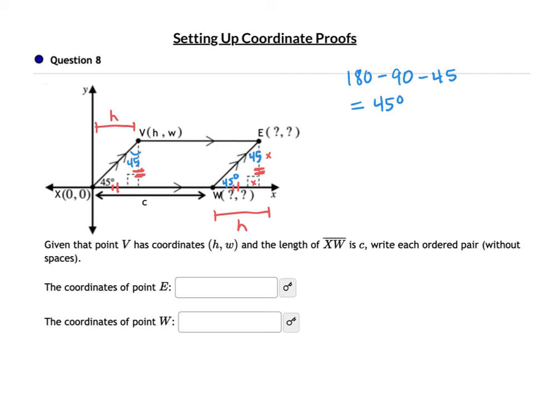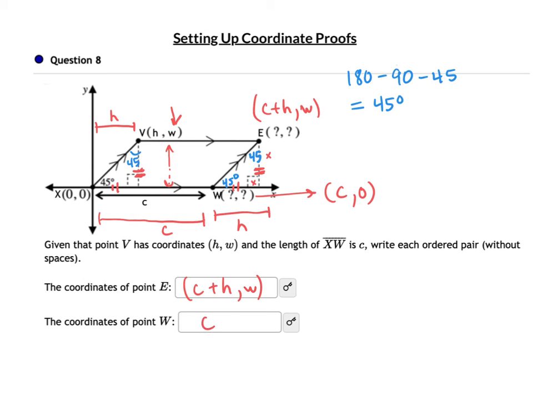So point E would be the distance C right there plus the h. C plus h, that's your x distance. And your y distance would be this distance right here, which is w. And point W, we got a lowercase w and a capital W. I mean, they're different. Keep in mind, points are named with capital letters. Constants are usually lowercase letters, usually, not always. So point W right here would have an x of c and a y of 0. So the coordinates of E are c plus h and the y of w. And the coordinates of point W are c, comma, 0.